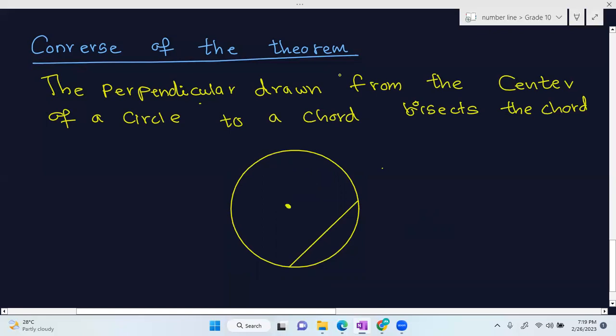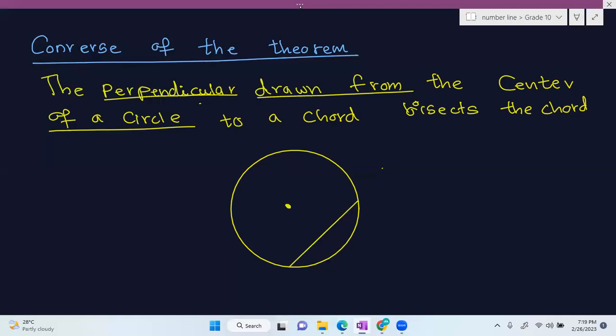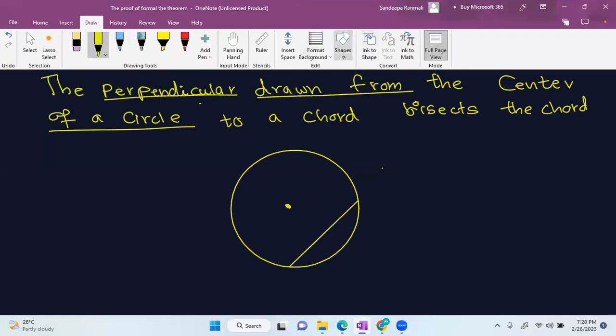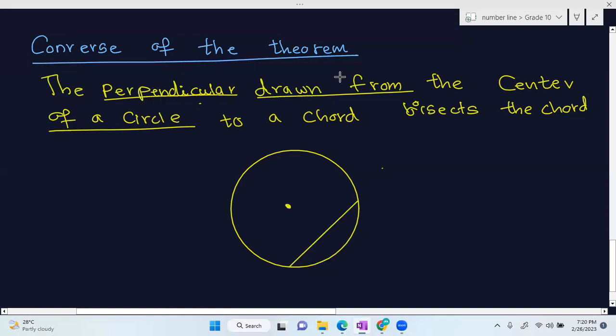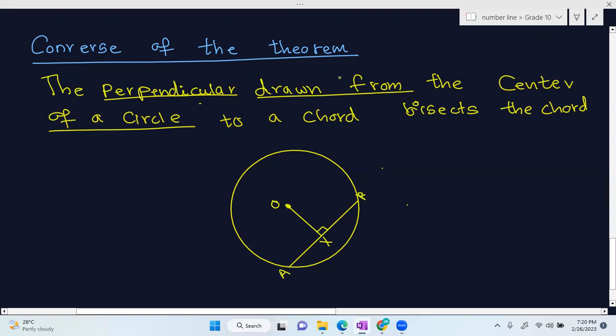This says the perpendicular drawn from the center of a circle. That means we draw a perpendicular. Perpendicular means it is drawn to meet at a 90 degree angle. It intersects by making a 90 degree angle. If the center is O and the midpoint is X, then here it is AB.